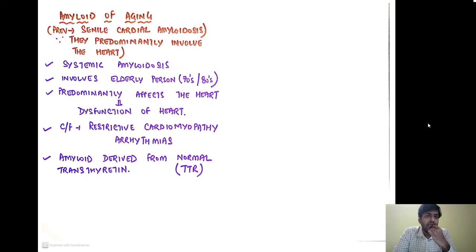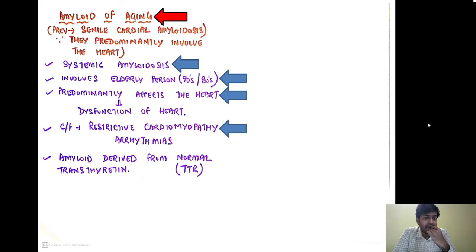Now there is another kind of amyloid that is called amyloid of aging. Previously it was called senile cardiac amyloidosis, since it predominantly involves the heart. It is a systemic type of amyloidosis involving elderly persons in their 70s or 80s, and it predominantly affects the heart, creating dysfunction of the heart. Clinically they present as restrictive cardiomyopathy or even arrhythmias, and the amyloid is derived from the normal transthyretin, called normal TTR. So with this we have ended the classification in detail.